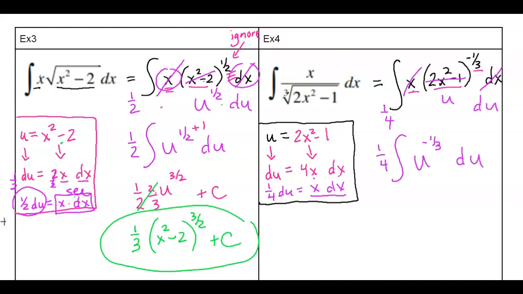And see, everything matched up. I didn't force it, and I just have a single power of x that we can integrate with the power rule.